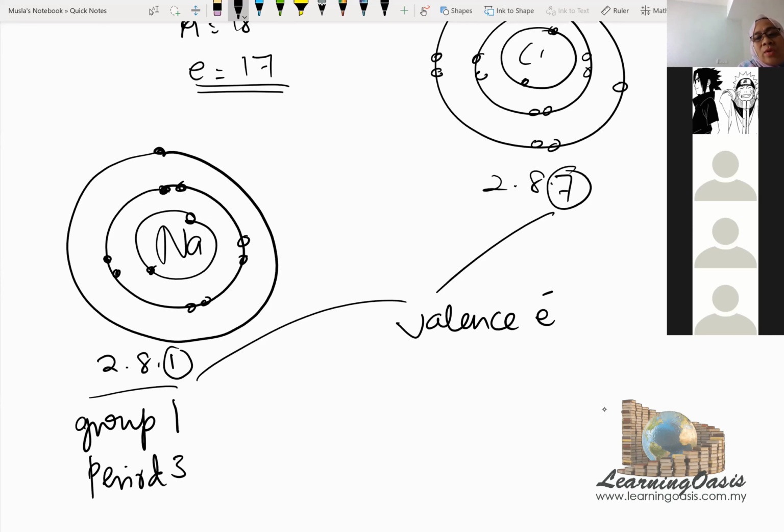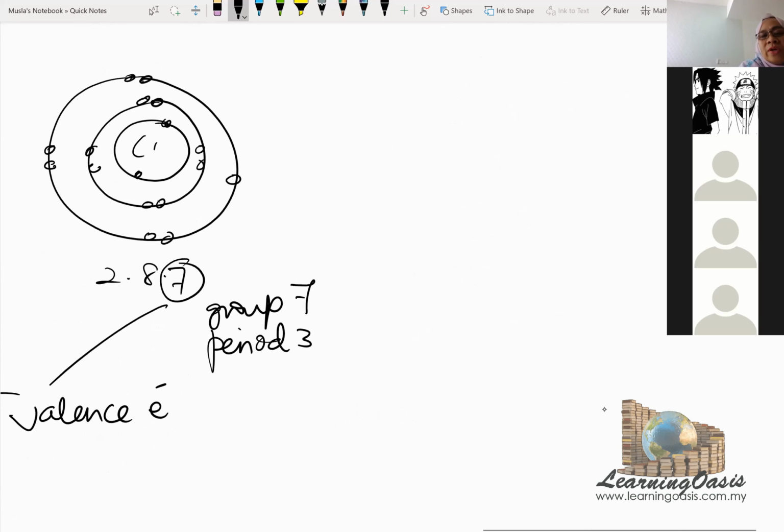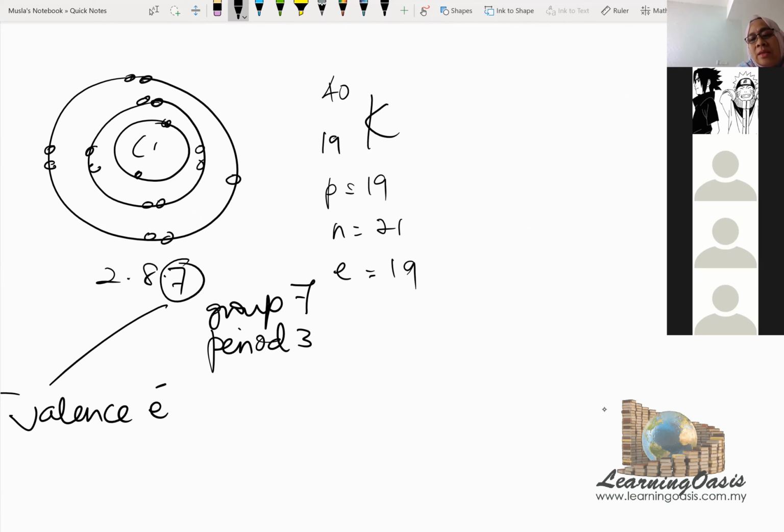So chlorine, I know is group 7, period 3. Or if I give you potassium, potassium is 40, 19. So proton is 19, neutron is 21, electron is 19. Right. 19 will be arranged as 2, 8, 8, 1.